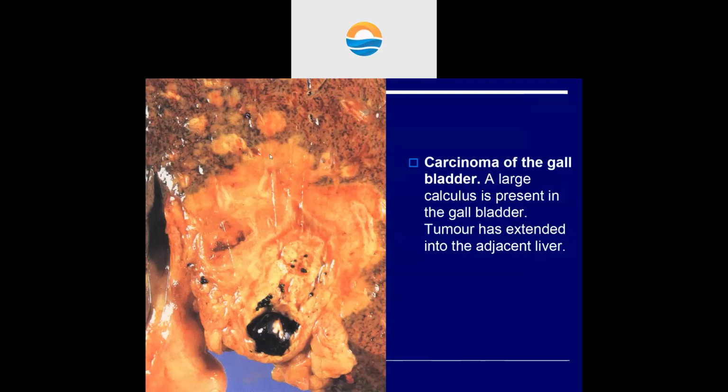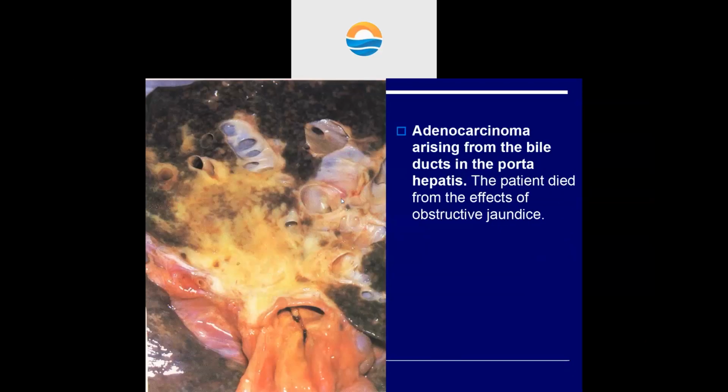Here you see the invasive growth of the carcinoma, and on the top right of the picture, here you see the liver tissue. Adenocarcinoma arising from the bile ducts and the porta hepatis. Here you see the growth of the tumor, the invasive growth, and here you see the liver tissue here. The patient died from the effects of obstructive jaundice.